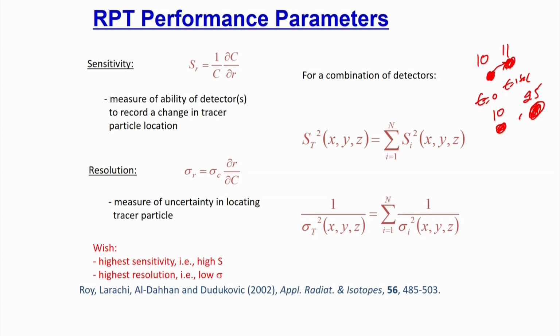Okay. So, with higher sensitivity, what will happen? Even with a smaller movement of the tracer particle, you will see a significant change in the count on the detector, and you will be able to recognize it as a second position. So, higher sensitivity is better for the RPT experiments.